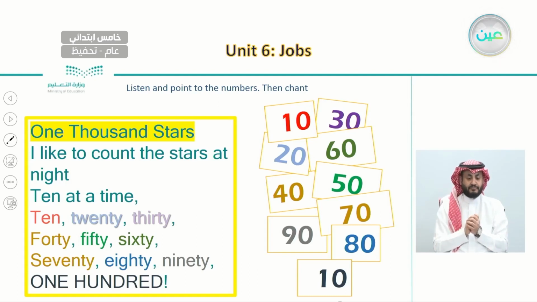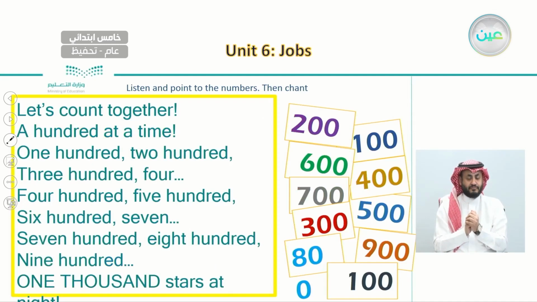So we listened to the first part, and even after we listened, we pointed each word to its number. For example, this is 30. We pointed that 30 matches this number, and 100 matches this number. Not only this, but we continued counting. In the second part of this chant, let's hear it.